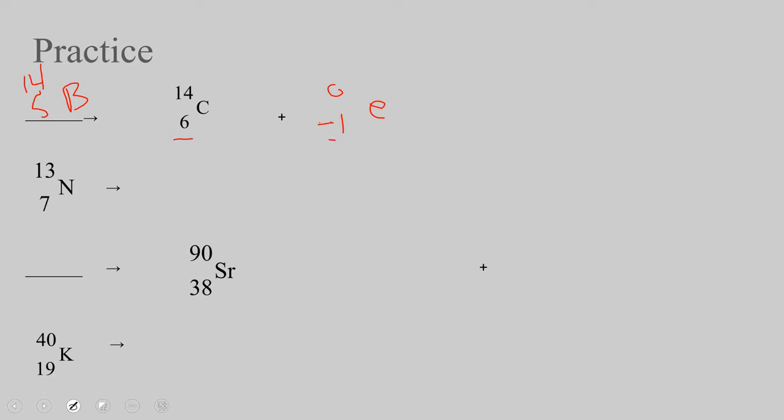All right, so we have nitrogen 13. I'm just going to write my beta particle first because that helps me with my math. And then we know that our mass is going to stay the same, so that's 13. And we gain a proton, so we're going to have 8 protons now. 8 protons changes my element to oxygen.